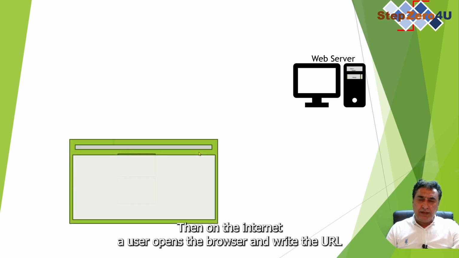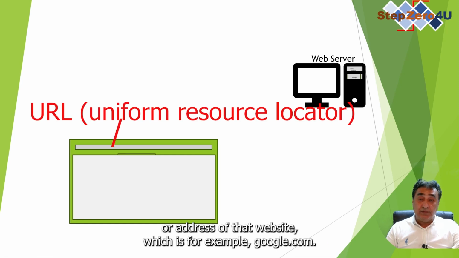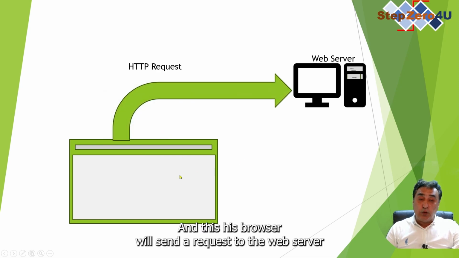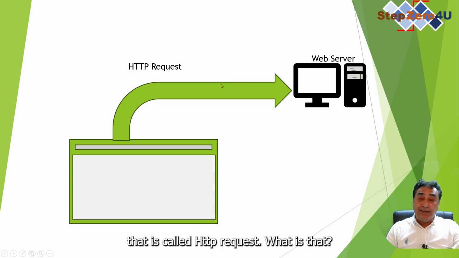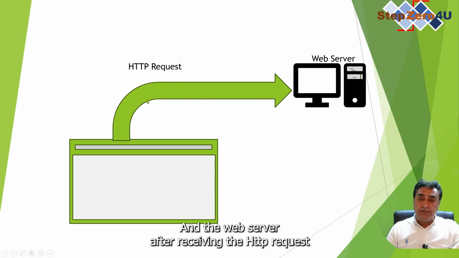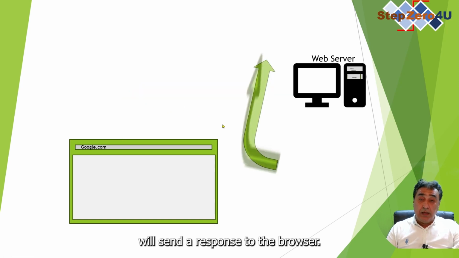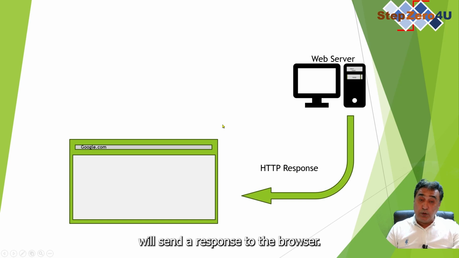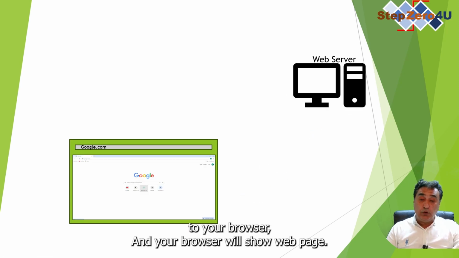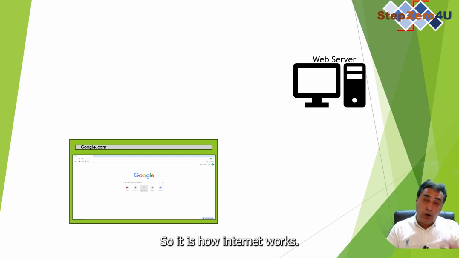Then on the internet, a user opens a browser and writes the URL or address of that website, which is, for example, google.com. And if he is connected to the internet, he will enter and his browser will send a request to the web server. That is called HTTP request. What is that? We will discuss it in detail later in this course. And the web server, after receiving the HTTP request, will send a response to the browser along with that web page, HTML document, to your browser, and your browser will show the web page. So it is how internet works.